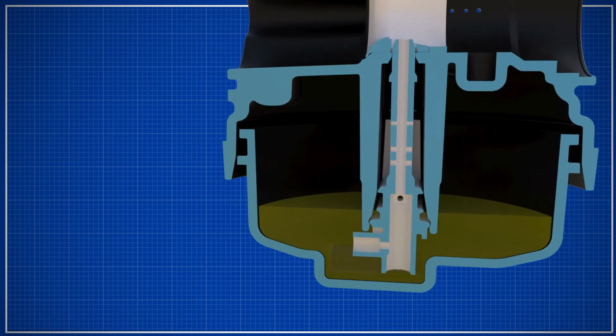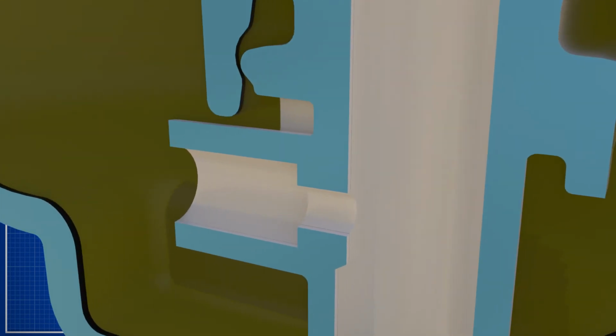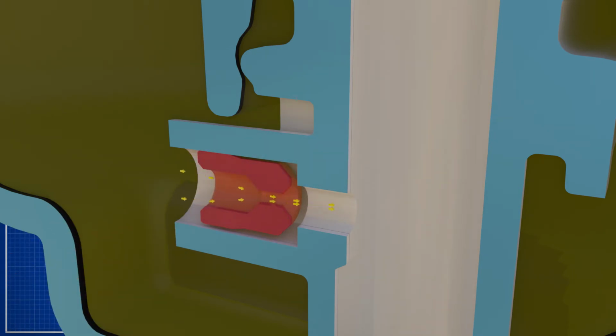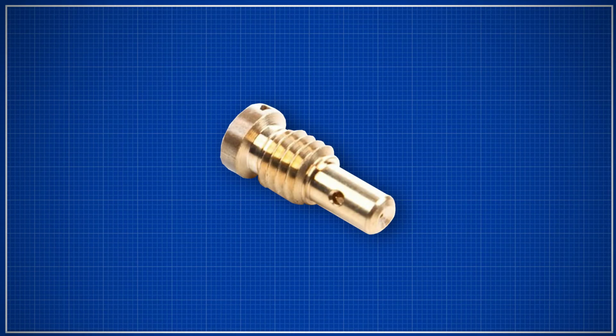Immediately below the main nozzle is the main jet. This jet is calibrated to the engine to control the amount of fuel supplied to the main nozzle. This jet can be a component by itself or part of the bowl nut. The idle circuit also contains a jet. The jet can be a component by itself or part of a pilot jet. A pilot jet contains the air bleed meter and the fuel jet in one component.